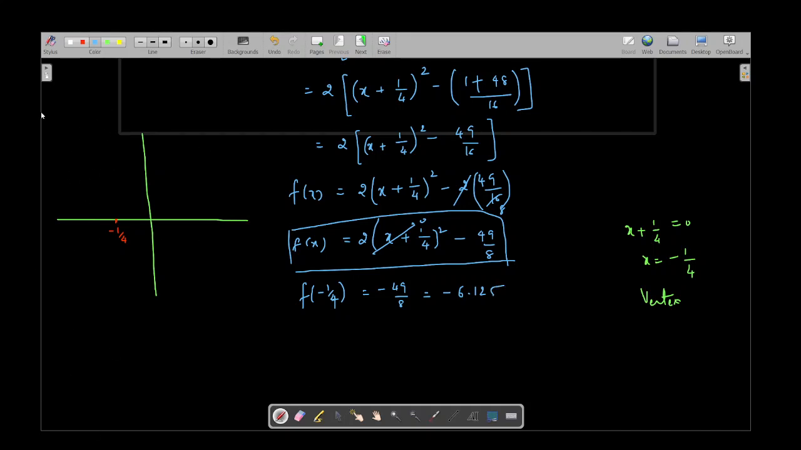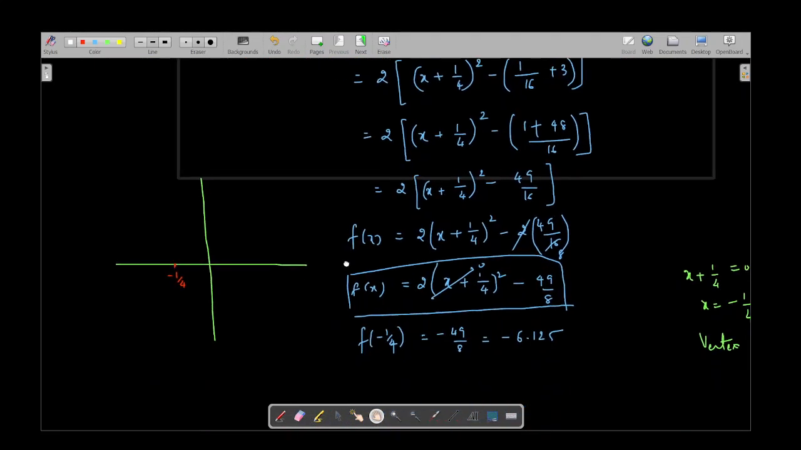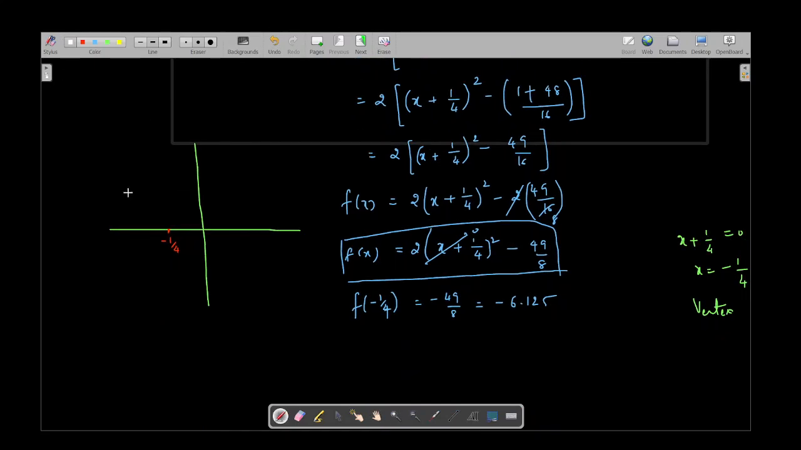So what I claim here is, in this quadratic function, a is 2, which is positive. If a is positive, we know the curve looks up. The value at minus 1 by 4 is minus 6.125. So what I claim is, this point is the curve's minimum. This point is minus 1 by 4 comma minus 6.125, or to be precise, minus 0.25 comma minus 6.125.